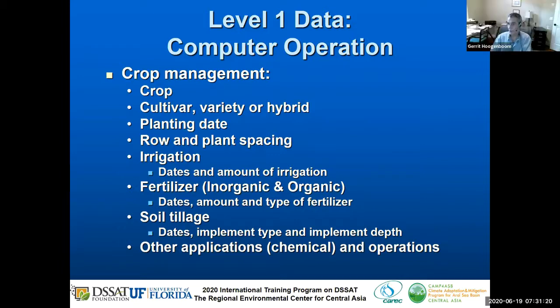Most crops are fertilized, mainly with chemical fertilizer, referred to here as inorganic. So we need to know, again, the dates of when the fertilizer was applied, the amount of the fertilizer, and in this case also the type of fertilizer. If any organic material was applied, sometimes referred to as residue, we need to again know the dates, the amount, and the type of residue material.